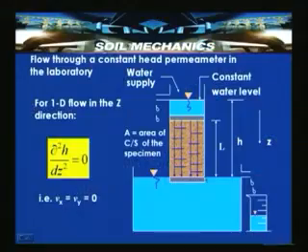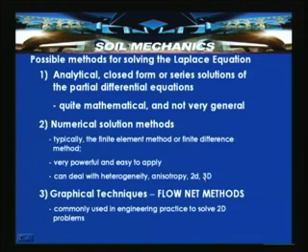That means that the flow in the x direction and y direction is 0. So, flow is occurring only in the direction that is Vz. So, this is an example of a one dimensional flow condition in the laboratory constant head permeameter.